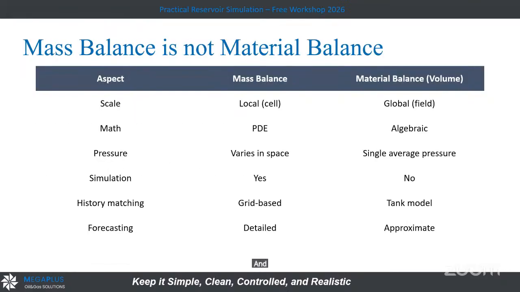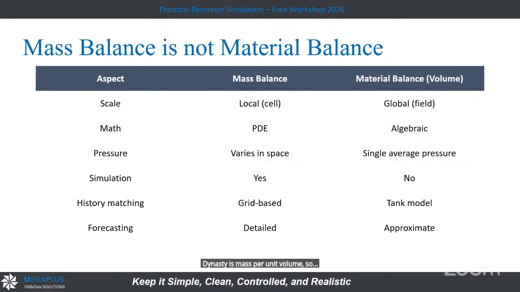There is a very big conflict that I found, that many people think that mass balance is material balance. No, it's not. There is a very big difference between mass balance and material balance. As an example, the aspect of scale: mass balance is mass, but material balance is volume. The difference between them is density, which is mass per unit volume.